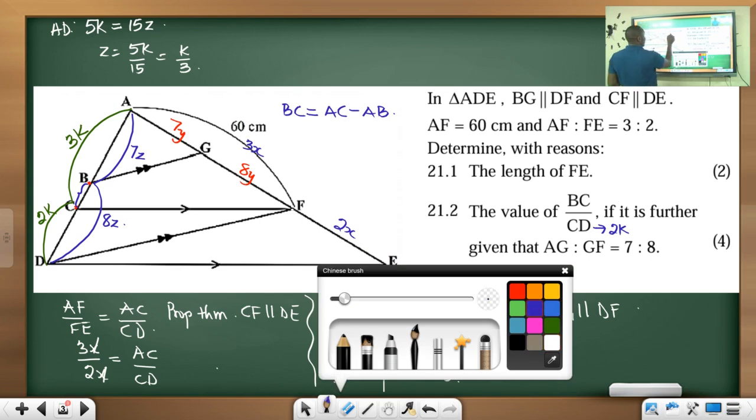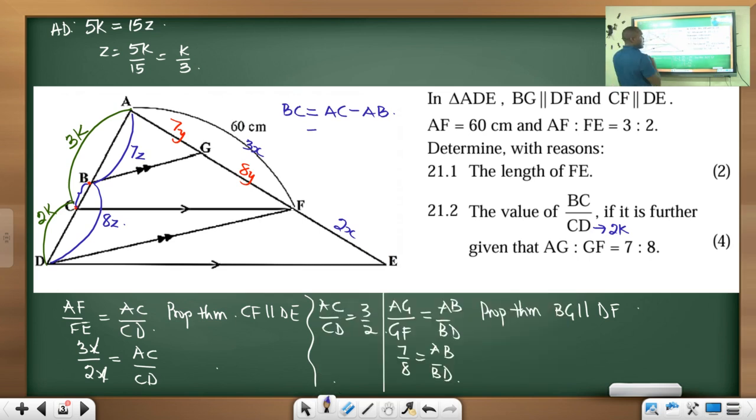Now, what is my BC? I'm looking for BC. Let's come back here. All of this is part, just trying to manage my board. All right, what is my AC? My AC is 3K. What is my AB? My AB is 7Z. Do you see why I had to do that? I cannot subtract K and Z, so I'll come here and say 3K minus 7. What is my Z? K over 3.